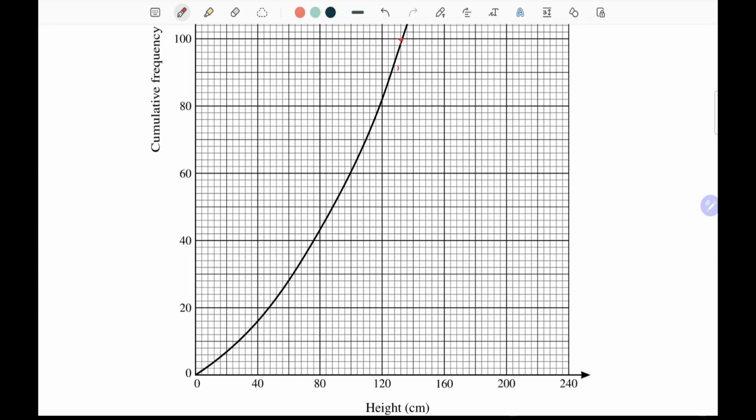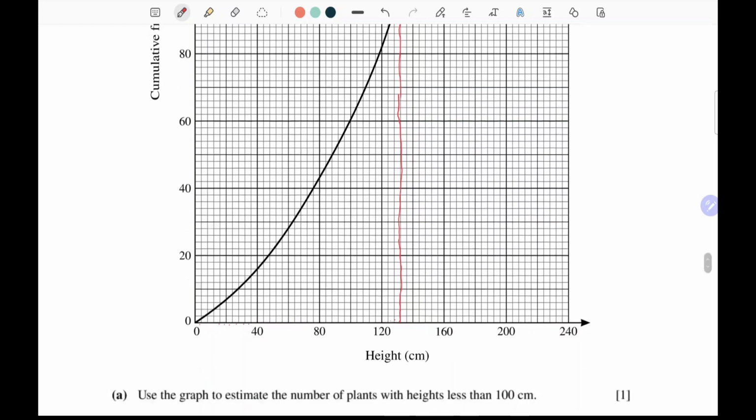Less than 100, right? So this line will give us the answer. Oh yeah, here. I think this gap is 10, so 140. Why 40? 1 2 3 4 5 6 7 8 9 10. Oh yes guys, this gap is 40, so 1 2 3.